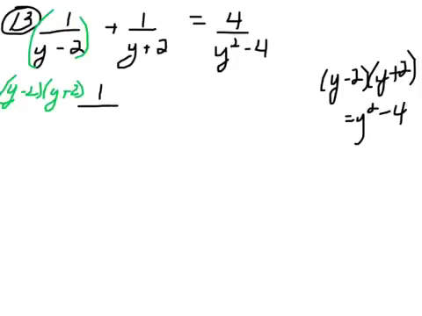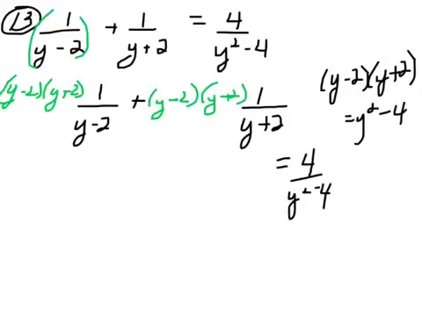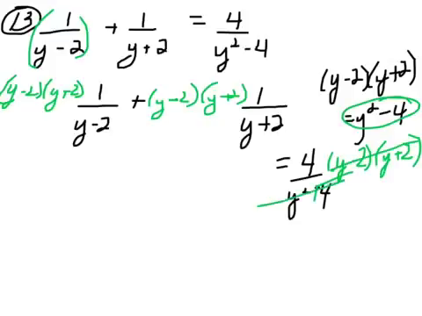times 1 over y minus 2, plus y minus 2, y plus 2, it's a minus there, times 1 over y plus 2, and then this 4 over y squared minus 4 is also going to get multiplied by y minus 2, y plus 2, except that when you multiply that out, since it's y squared minus 4, those are just going to cancel out. Some other stuff cancels out, so let's go clean this up.